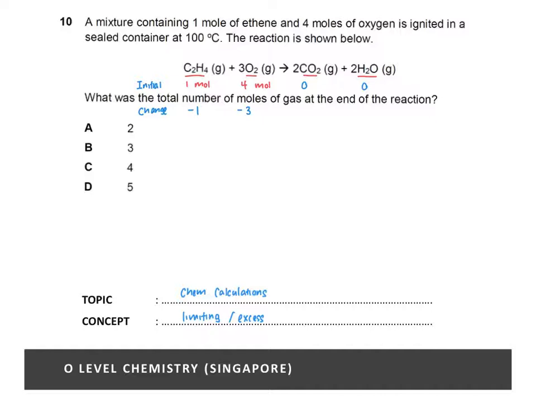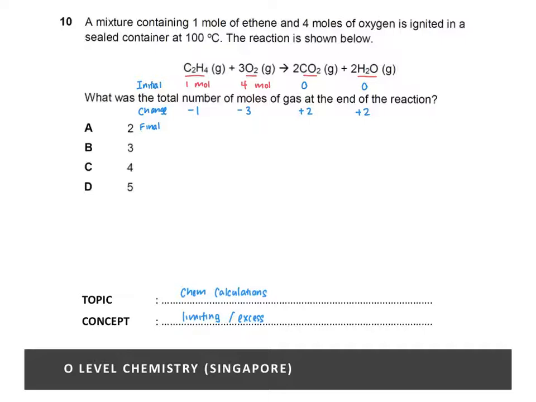Now let's look at the products. 1 mole of ethene after reaction, according to the mole ratio, will produce 2 moles of carbon dioxide. It will produce 2 moles of water vapor. How do I get that? Again, it is by comparing the molar ratio. So that leads us to the third row, which is final. Final means after the reaction.